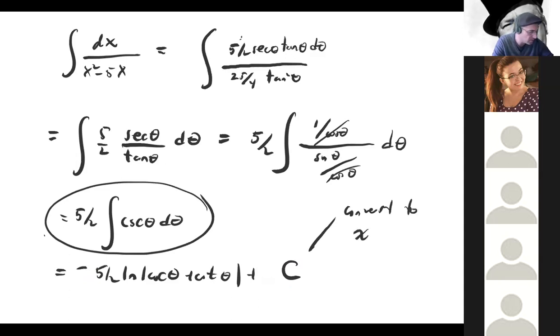right? So remember that we let x minus 5/2 equal, what was it? What was the original substitution? It's not in front of me anymore. Maybe it was secant theta? Or is it x plus 5/2? I think it was this. Maybe, I don't remember.